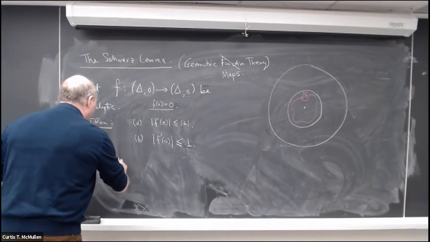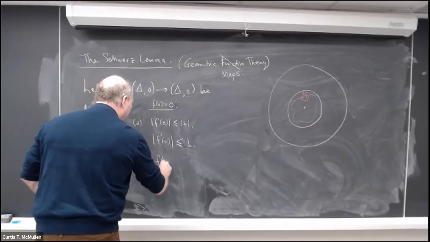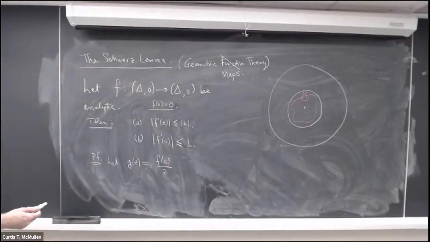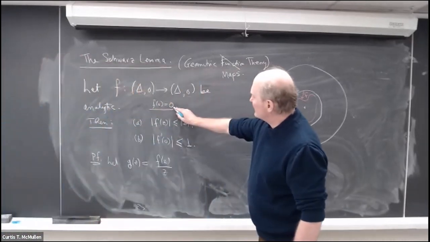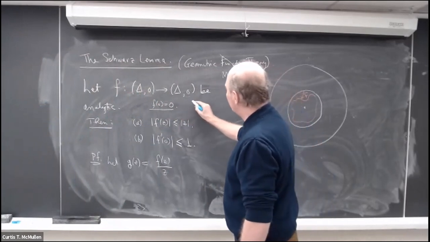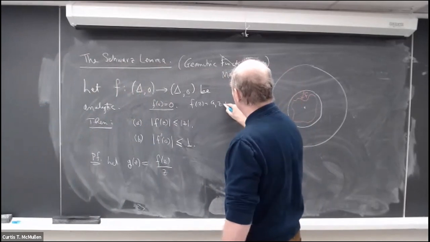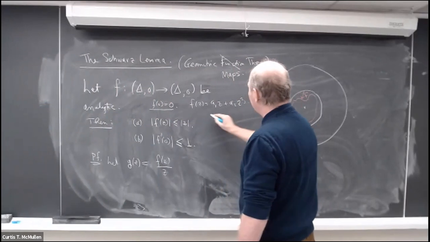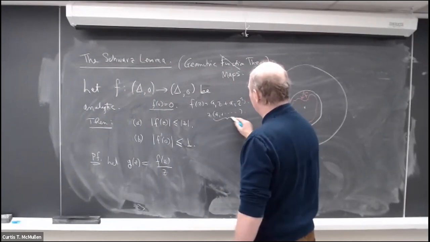We define a new function, g of z, which is f of z over z. Now you see, what are we doing? We're using this Weierstrass trick, right? If you have a function that vanishes at a point, that means it can be written as a power series where the first term is a1 z plus a2 z squared, etc. And then we can factor the z out, and there's some function left over. That's what we're calling g.